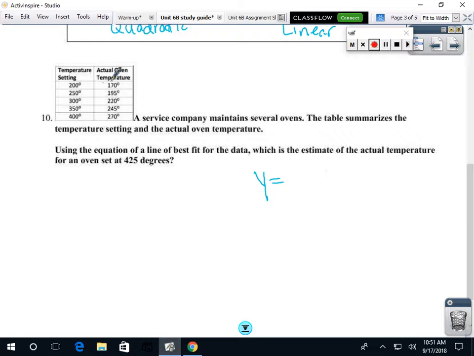Right, you put this in the calculator. This would go in L1, this would go in L2. So go ahead and enter the data. What did y'all get for the slope?